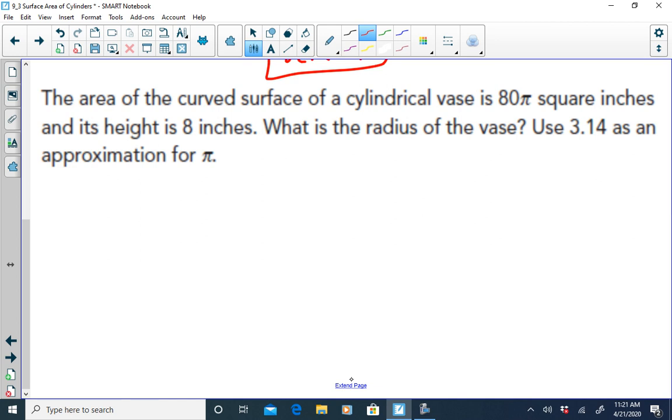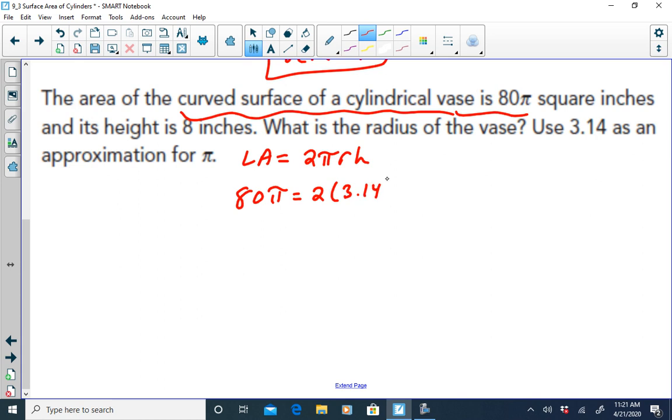The area of the curved surface of a cylindrical vase is going to be 80 times pi. What's the height? Okay. So let's simplify this formula a bit, and we're just going to use the lateral area. The lateral area is going to be 2 times pi times r times h, because the curved surface is the lateral area. So that's going to be 80 times pi. It's going to be equal to 2 times 3.14 times, what's our h here? Our h is 8 times r.